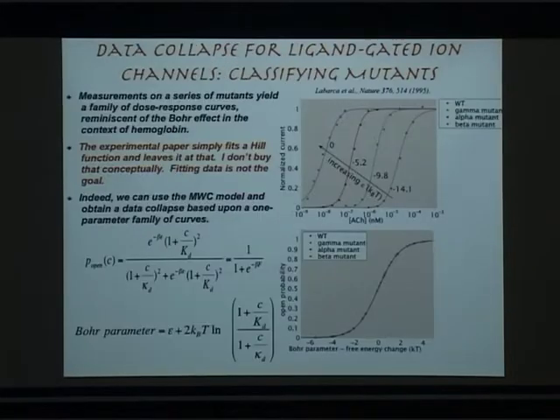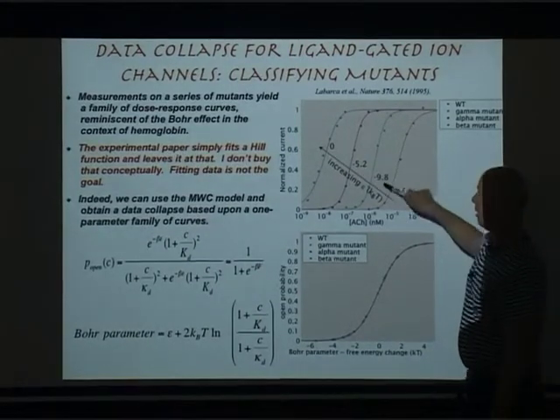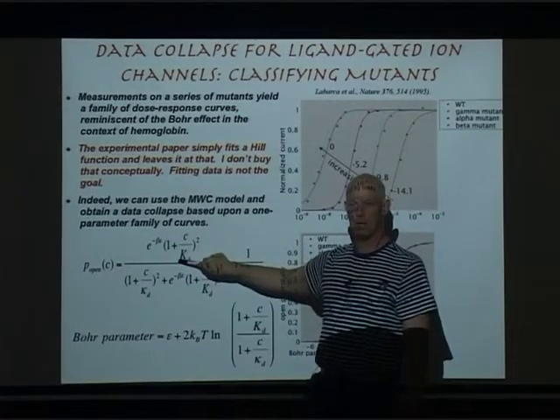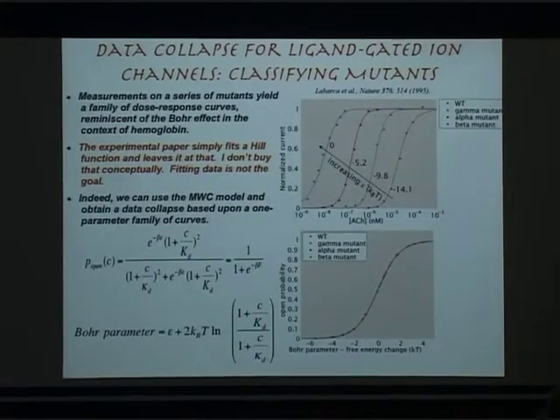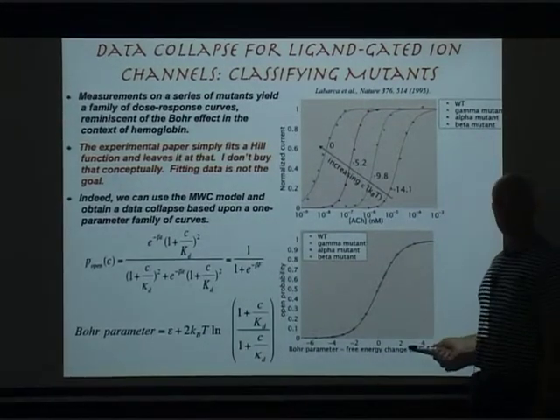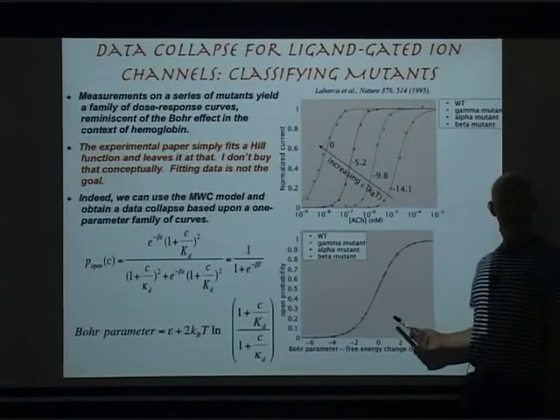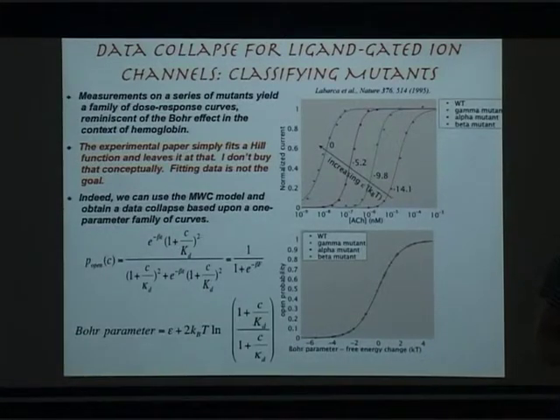So let's check out the ion channel data. So here's the data I showed you, the data points. The curves are using that equation, and this is all that data when I use a new variable, which I'm going to call the Bohr parameter. And this is Bohr not as in Niels Bohr, but as in Christian Bohr, his father.